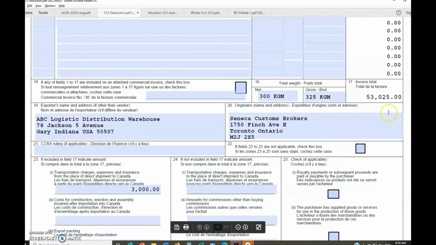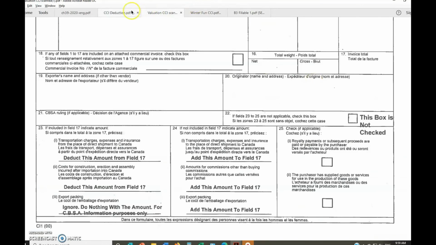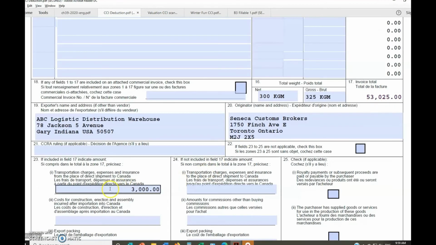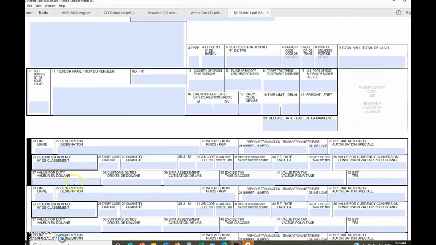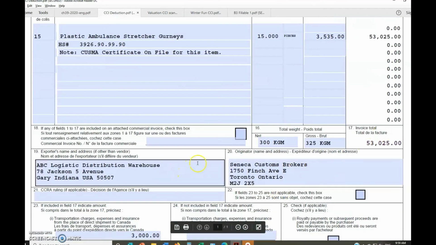And on the B3, the amount you're going to put in the value for currency conversion is going to be this amount minus $3,000. You don't put $53,025 minus $3,000. You put the answer in here. And then calculate the duty and the taxes and the value for tax and GST just like you do normal. And make sure your value for duty code is 14 or 24, depending upon whether they're related or not. And that information is on the Canada Customs invoice. Okay? So this is very simple. There's only one item, so it's going to be straight subtraction.